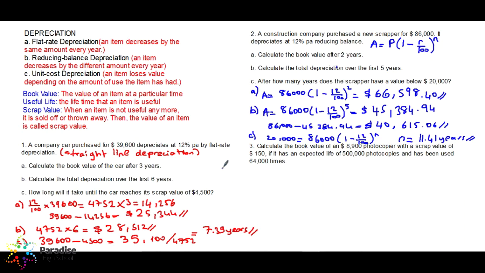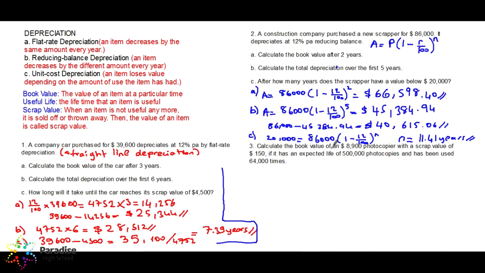Okay, the next question now. Let's have a look at the next question. Calculate the book value of an $8,900 photocopier with a scrap value of $150 if it has an expected life of 500,000 photocopies and is being used 64,000 times.